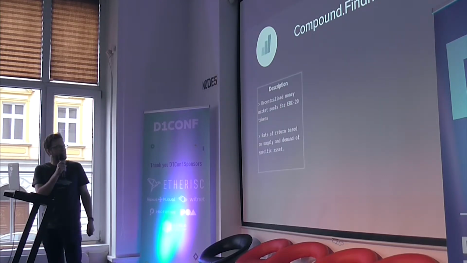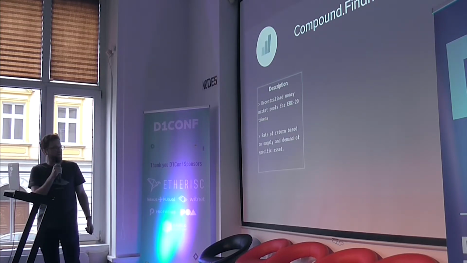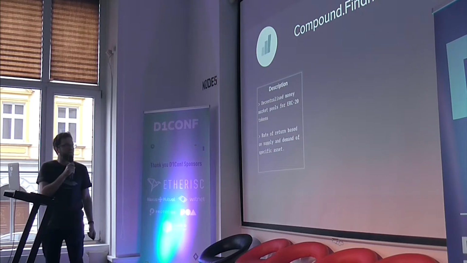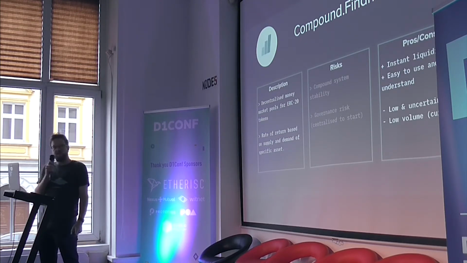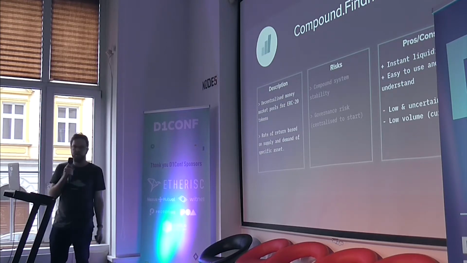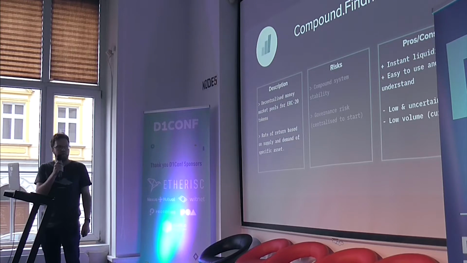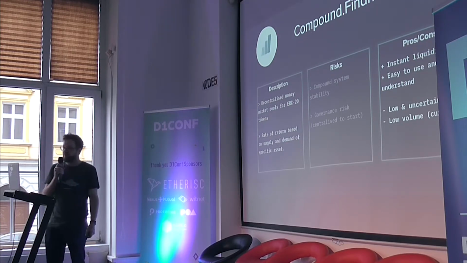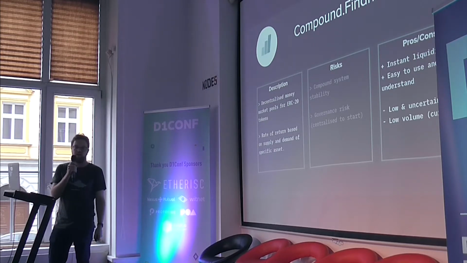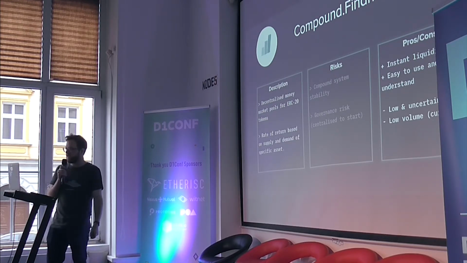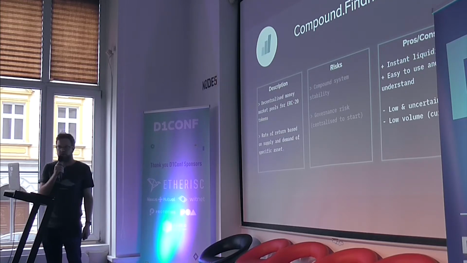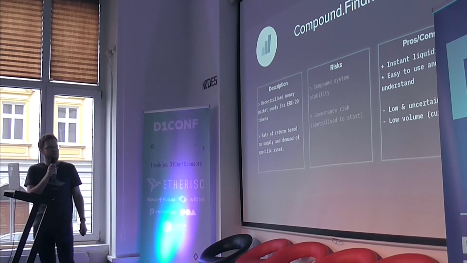A few others, so Compound.finance, they do decentralized money market pools for ERC20 tokens on-chain. And the rate of return is algorithmic and based on supply and demand, so there's a big pool of money, you can borrow from it, you can lend to it. The pros: instant liquidity, quite easy to use and understand, big pool of money goes in, money comes out, great stuff. The downsides are currently that there's low and uncertain returns. So I believe on wrapped Ether, you can currently get 0.25% per annum. Also quite low volume currently, but hopefully as this Cambrian explosion of blockchain stuff continues, they really get to become bigger.